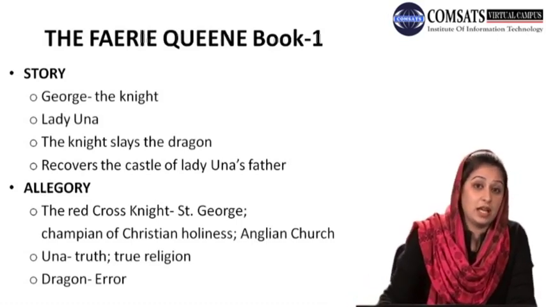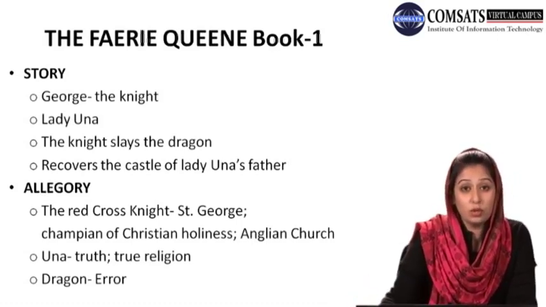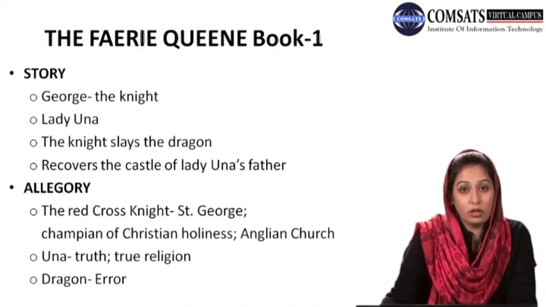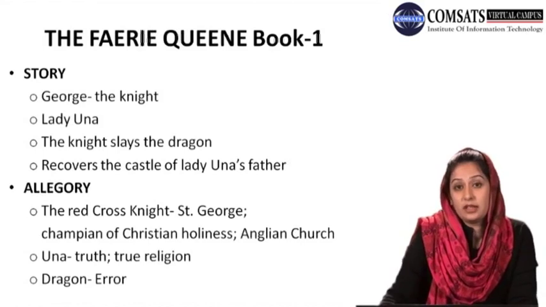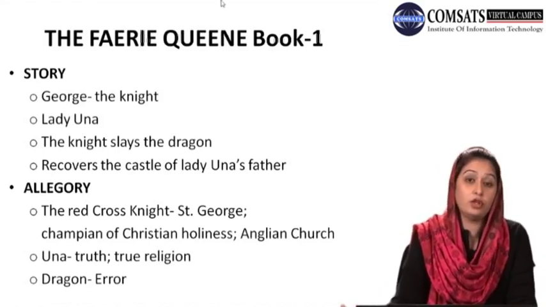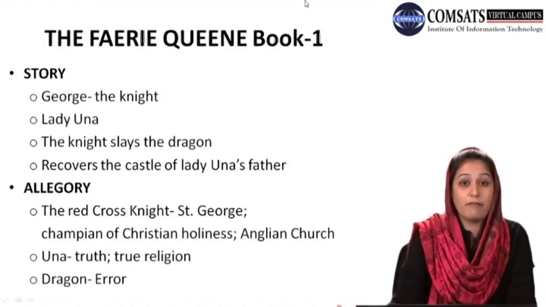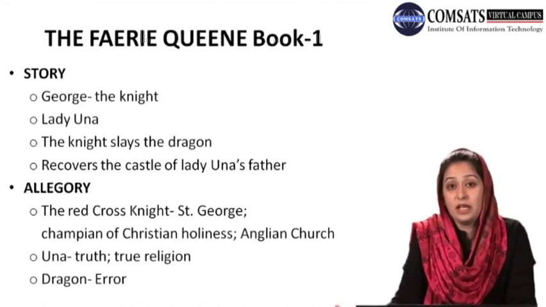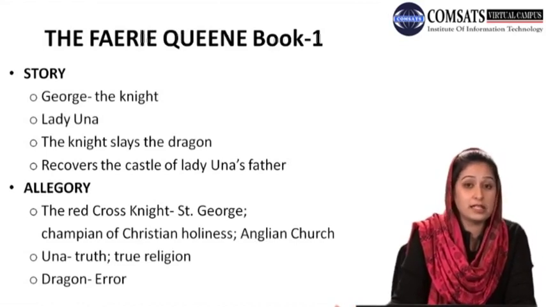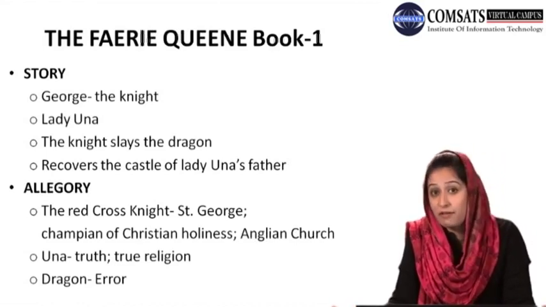Then there is an invocation to the muse. There are a number of references to mythology, a number of allusions. He seeks help from Clio, the muse of history. He seeks help from Cupid, the god of love. He seeks help from Venus, the goddess of beauty. He seeks help from Mars, the god of war.